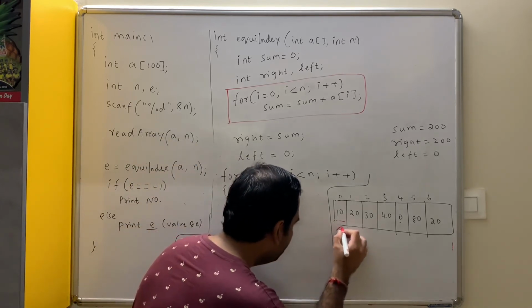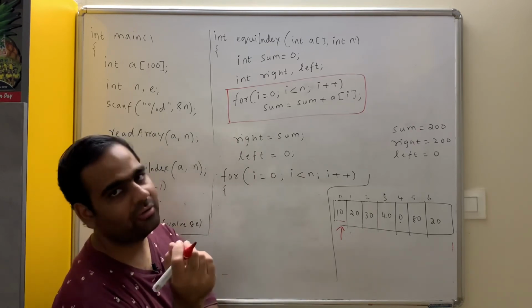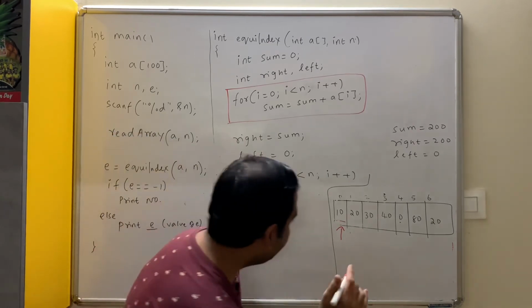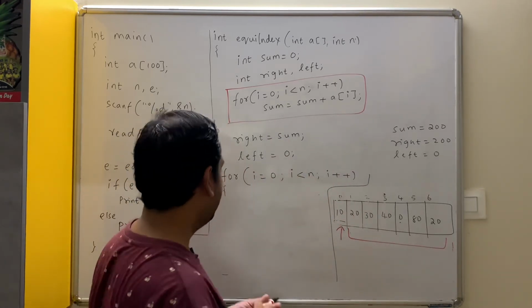What is the left sum? Left sum is 0. Already we have left sum as 0, so do not compute the left sum. Now tell me, what is the right sum? Right sum is 190. And how do you get the right sum?